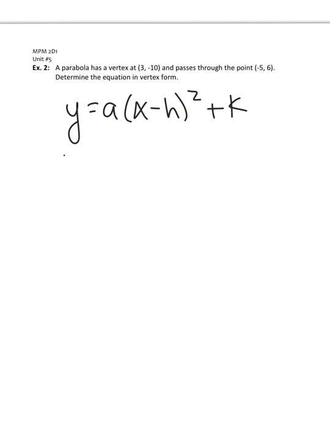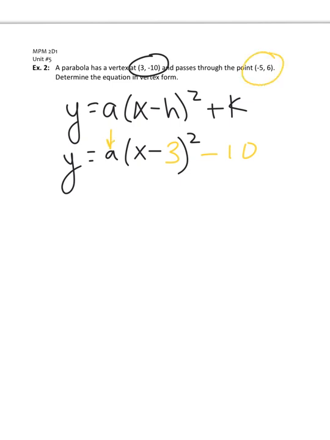If I go and plug in everything I know, I'm going to take my vertex, and I have -3, so here's my -3 squared plus, and my k value, we're not going to have a plus, are we? My k value is -10, so I'm going to put in here -10. The thing you should be noticing is that there's no number in here for a. We need to solve for it, and that's where this other value comes in.